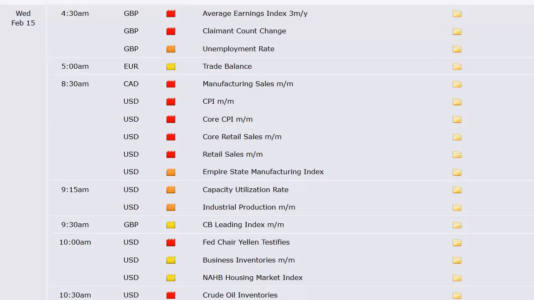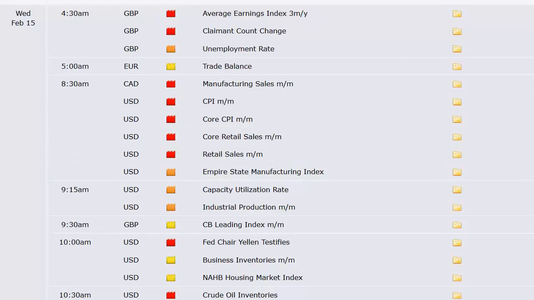Trade balance out of Europe at 5 a.m. Eastern time on Wednesday. That can be a big deal. Manufacturing sales out of Canada. CPI, one of our big 3 here in the U.S. Wednesday morning, so we'll be half size ahead of that. Then core retail sales also coming out along with Empire State Manufacturing Index at the same time.